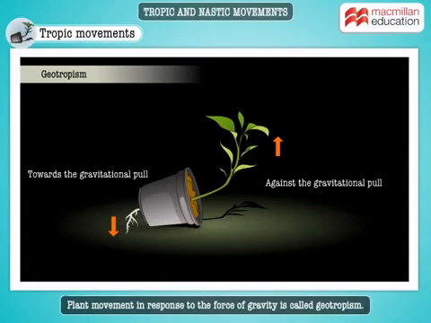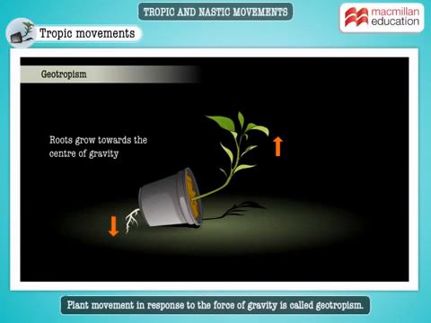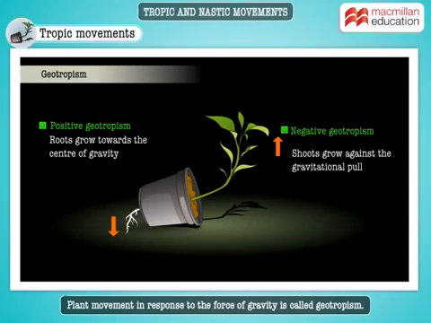Plant movement in response to the force of gravity is called geotropism. The roots are positively geotropic, while the shoots are negatively geotropic.